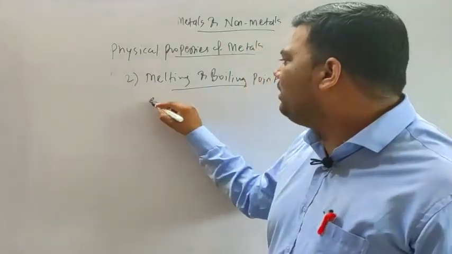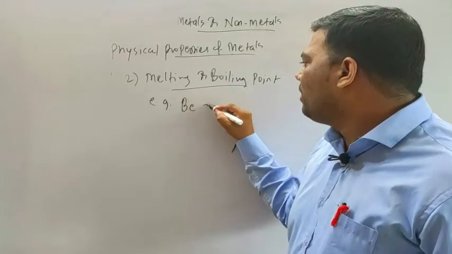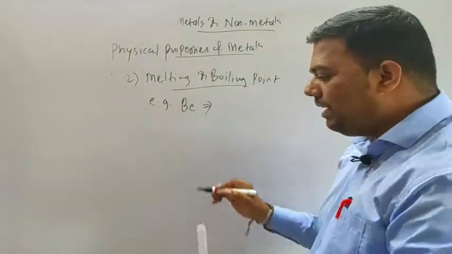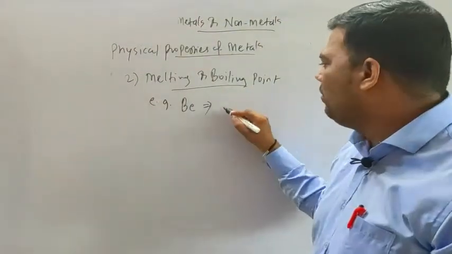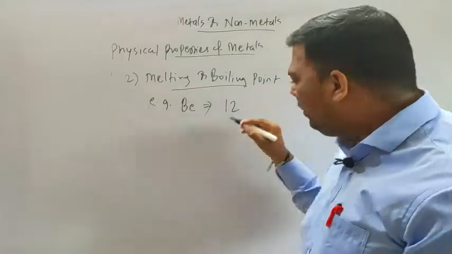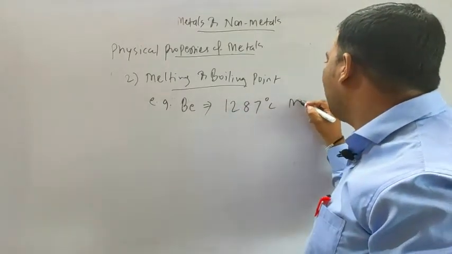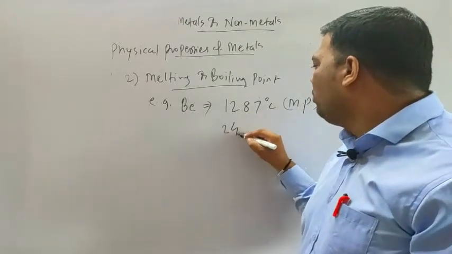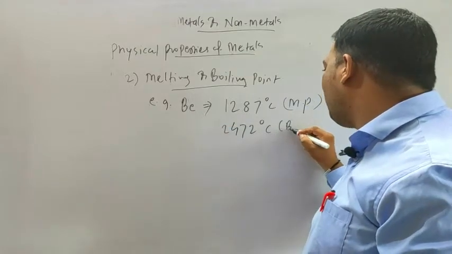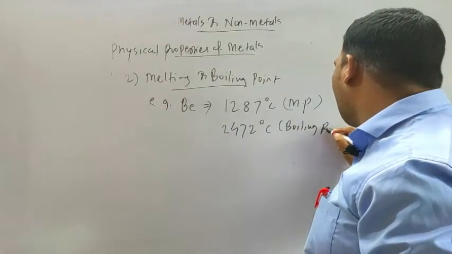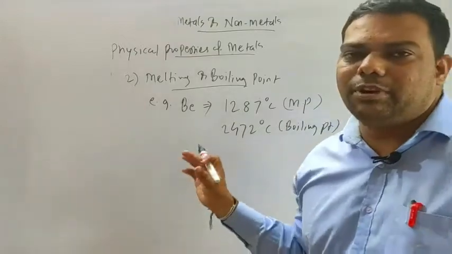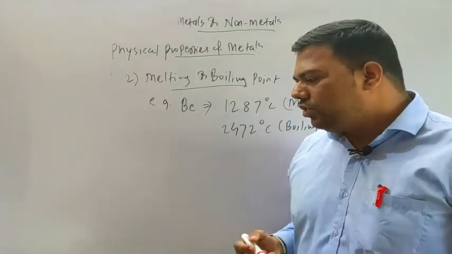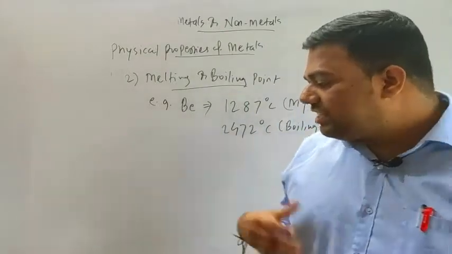If you take the example of beryllium, it has a melting point of 1287 degrees Celsius, and a boiling point of 2472 degrees Celsius. So this is the example we took for beryllium. See, there are exceptional cases also.